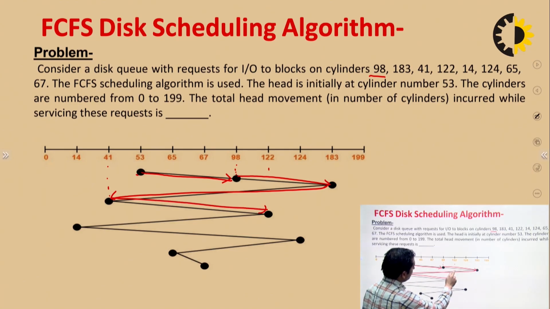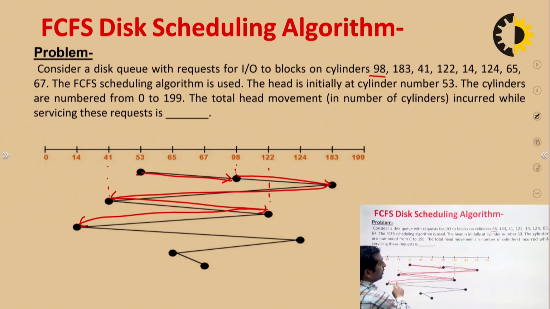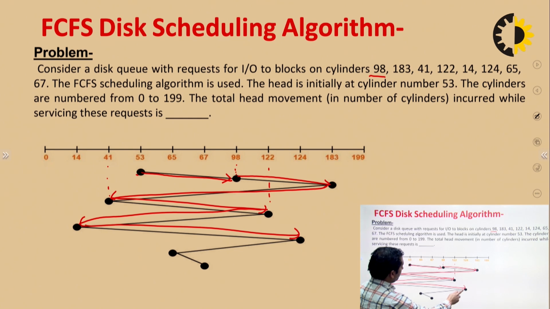Then 14. Then 124. Then 65, now move to 65. And lastly, move to 67.